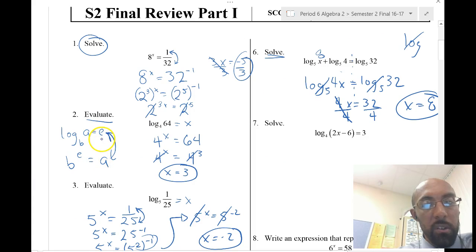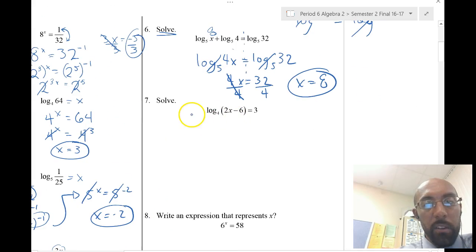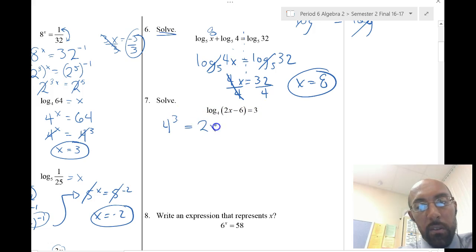Okay, so now I'm going to use that property where I can convert a log to an exponential to solve this next one, because I know that I can change this to 4 base raised to the power of 3, because remember this number goes here, and then the a goes on the other side of the equal sign. And then it becomes a simple equation to solve. But first, 4 cubed is 64.